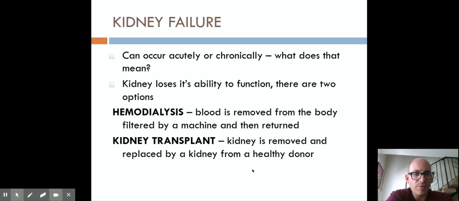And basically, kidney failure is what it sounds like. The kidney loses its ability to function and filter blood, so it becomes impossible to get rid of that waste. Now, if this occurs, there are two options: hemodialysis and a kidney transplant. I'm going to look at the transplant first because that's probably easier for you guys to think about.